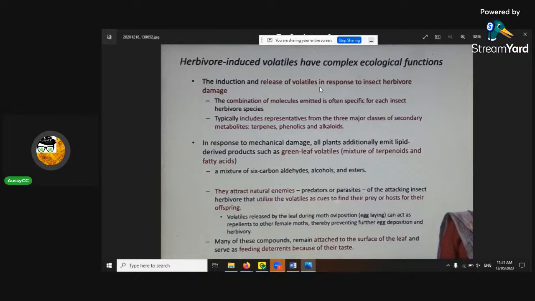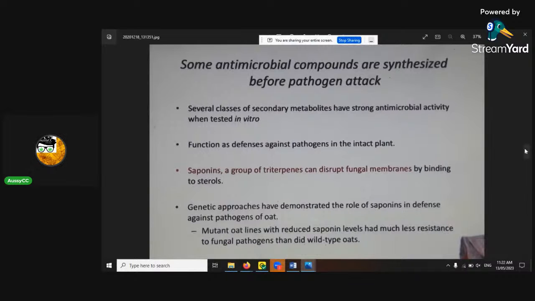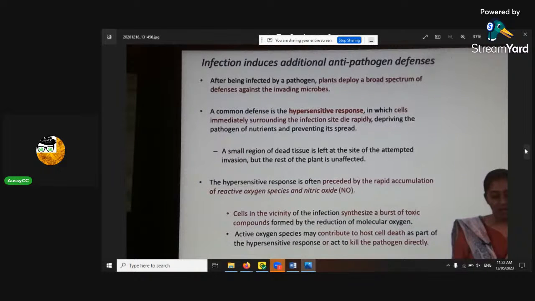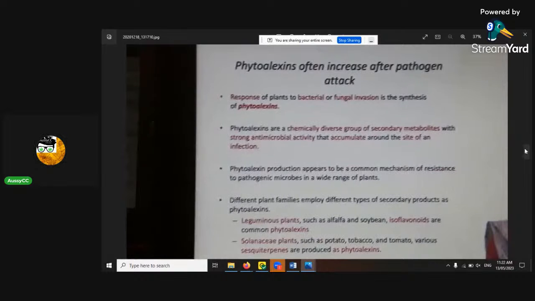So the induction and release of volatiles in response to insect herbivore damage, the combination of molecules emitted is often specific to each insect, and they can release different pathways. Like there's an antimicrobial complex. I used to call it the FLG22 gene, but it's not. It corrected me. Infections induced by anti-pathogens. The phytoalexins are pretty important. It's a response to bacterial or fungal infections.